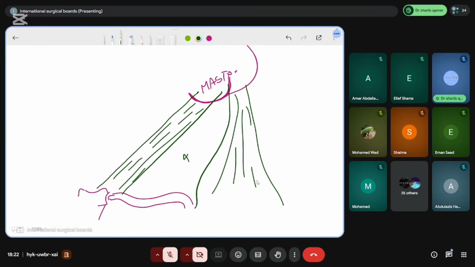Okay. So, you know the cervical plexus? It has several sensory nerves, right? Can anyone tell me what are the sensory cutaneous branches of the cervical plexus? What are those sensory branches of the cervical plexus?